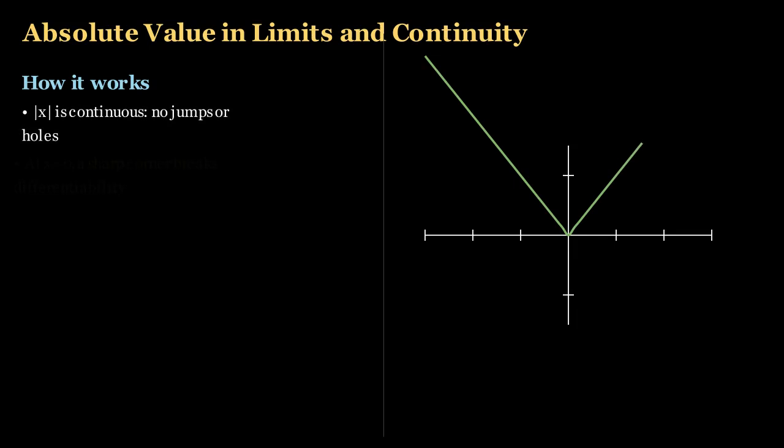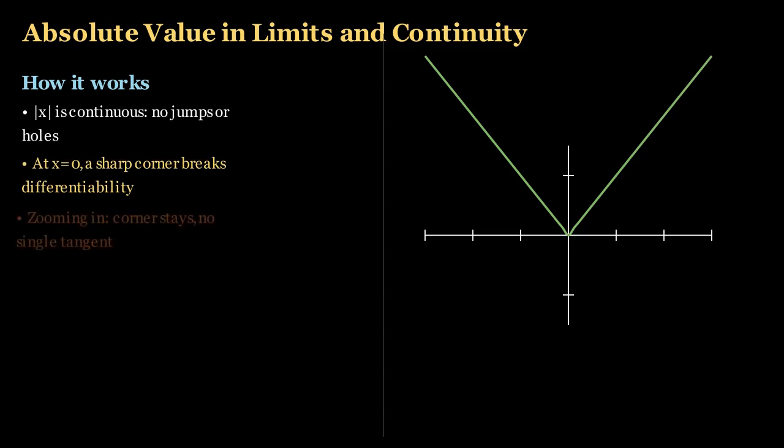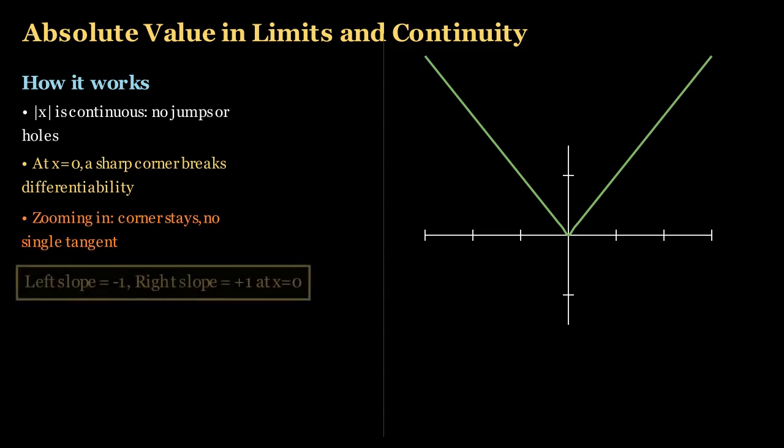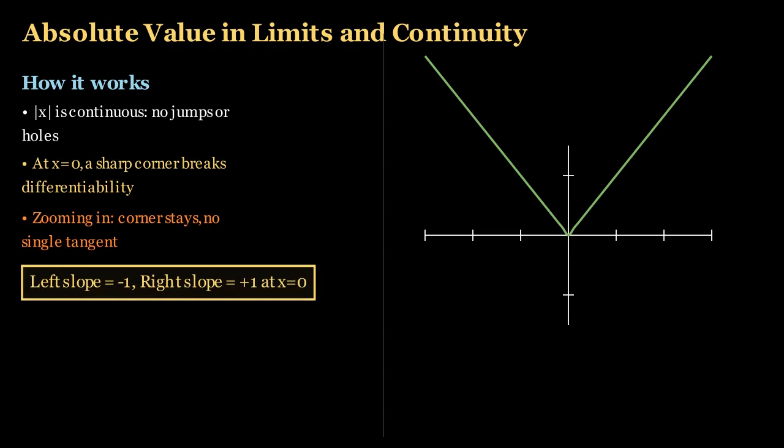A function is differentiable at a point only if it looks like a straight line when you zoom in super close. If you zoom in on the corner at 0, it never smooths out, it always looks like a V. From the left, the slope is -1, from the right, the slope is +1. Since the left and right slopes don't match, there is no single tangent line, so the derivative does not exist at 0. The absolute value function is continuous but not differentiable at its corner.